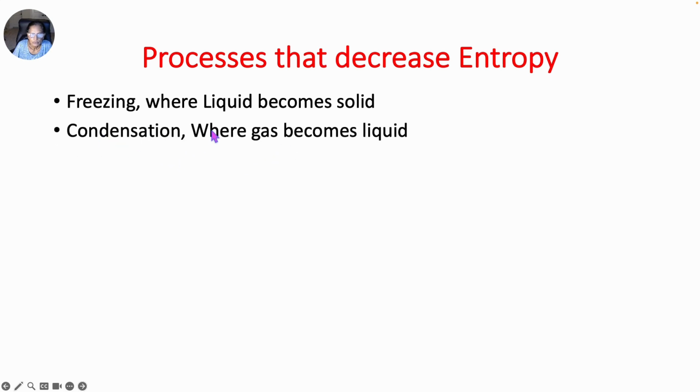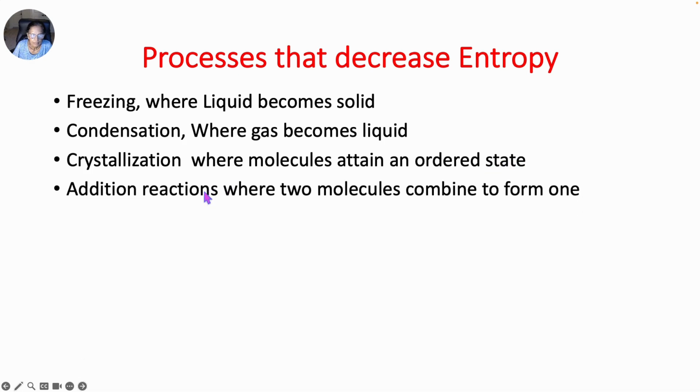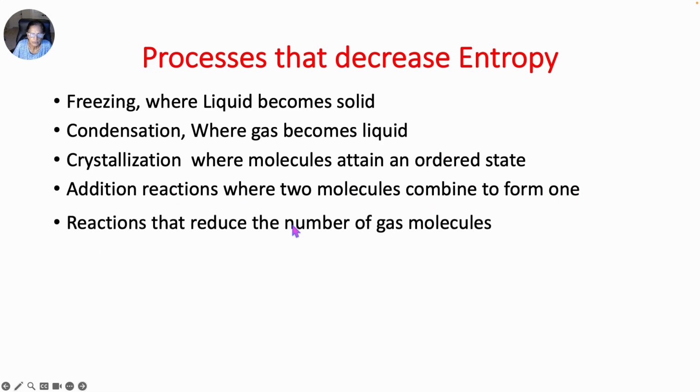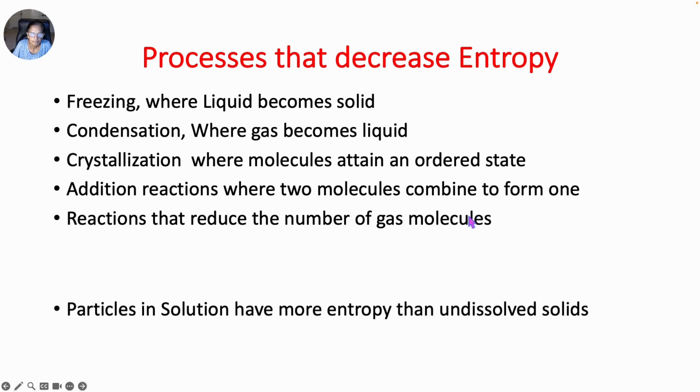In condensation, where gas becomes liquid, here also entropy decreases. Gas has more entropy and liquid has less entropy. Crystallization, where the molecules from the liquid state attain an orderly state and form a crystal. Therefore, the entropy decreases. Addition reactions, where 2 molecules combine to form 1 molecule, entropy decreases. Reactions that reduce the number of gas molecules also decrease entropy, because the gas molecules have more entropy.